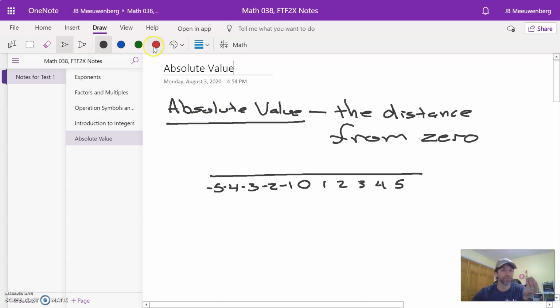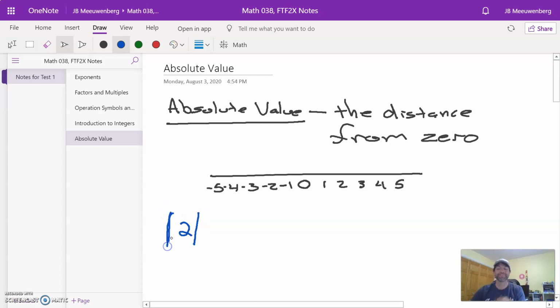So the symbol for absolute value is two straight vertical bars. They're actually a grouping symbol, like what we've talked about before, like parentheses and brackets. Absolute value is a grouping symbol as well. So it's two vertical bars, and we put the number between it. So you could say this.